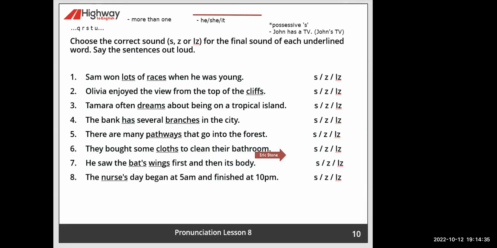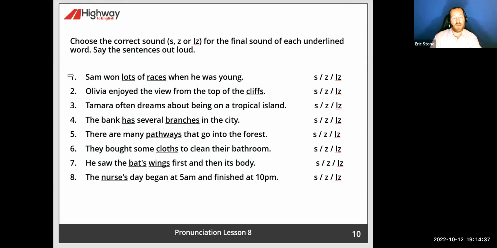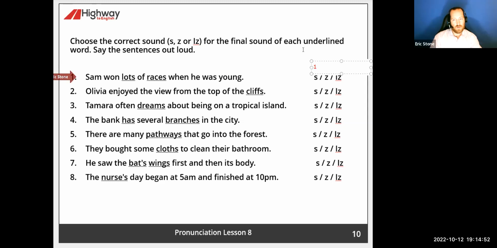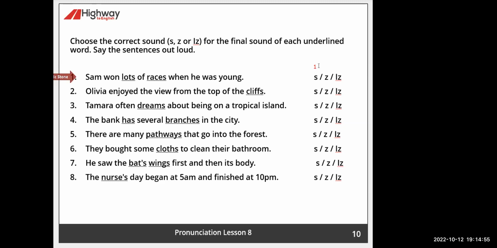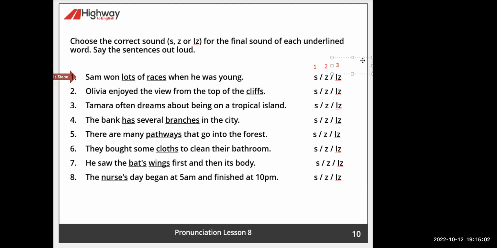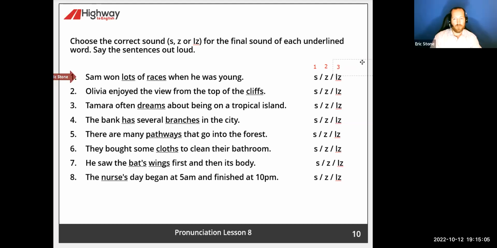Let's practice. I'm going to read the sentence and then you read. Number 1. Sam won lots of races when he was young. Okay. Sam won lots of phrases when he was young. Try again. It's races. Races, races. There you go. Now, the word lots, what ending do you think it has? 1, 2, or 3? 1. Good. And what about races? 3. Yeah, good.